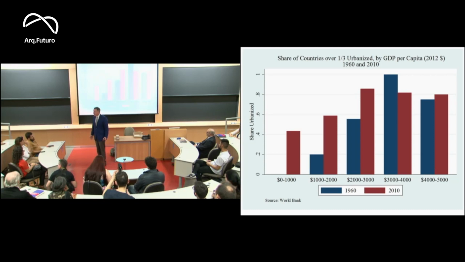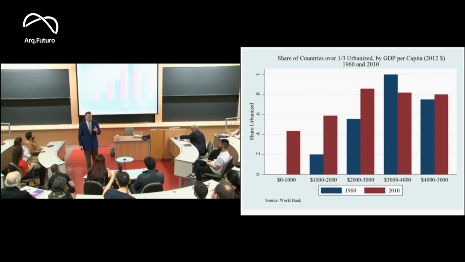The topic of cities, the challenge of cities, is in some sense the great challenge of our age. What I've shown behind is one way of thinking about the mass urbanization of the world. Each one of those bars shows the share of countries in each income group that is more than one-third urban. One-third is relatively arbitrary, but it's meant to convey a society that has become relatively connected in urban spaces.